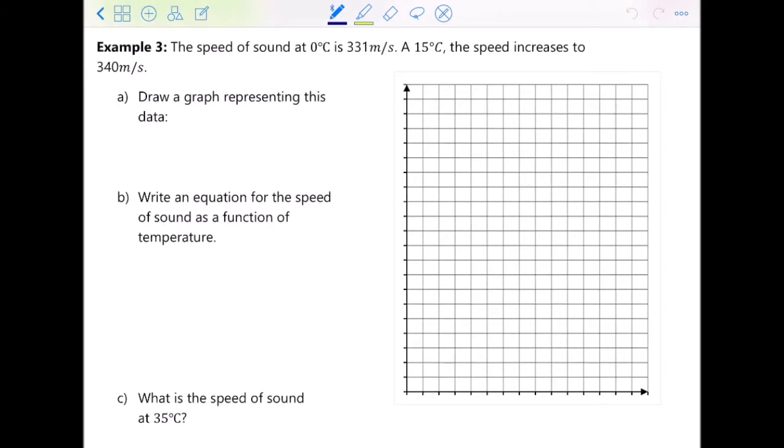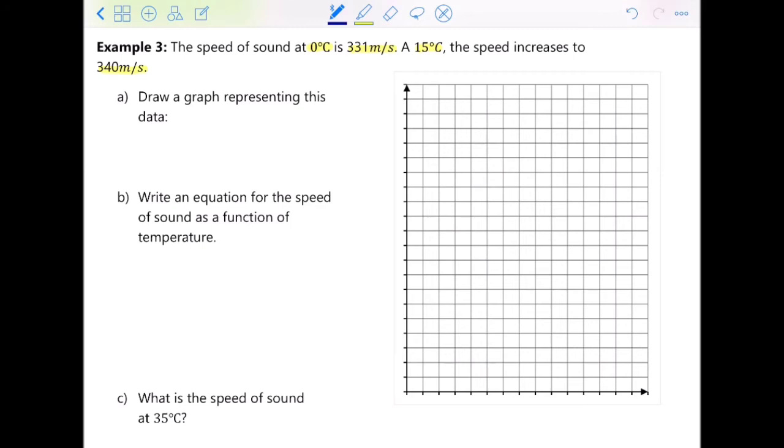The speed of sound at 0 degrees Celsius is 331 meters per second. At 15 degrees Celsius, the speed increases to 340 meters per second. Part A tells us to draw a graph representing this data. So what we need to first see is that the given information is the temperature and the speed. The temperature and another speed here. Our graph is going to be something to do with temperature and speed.